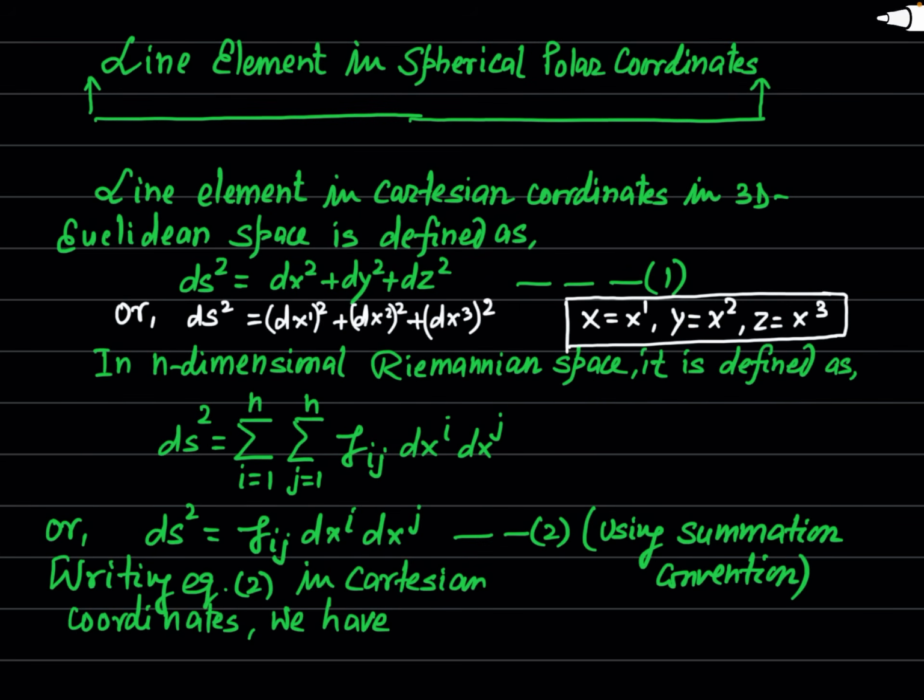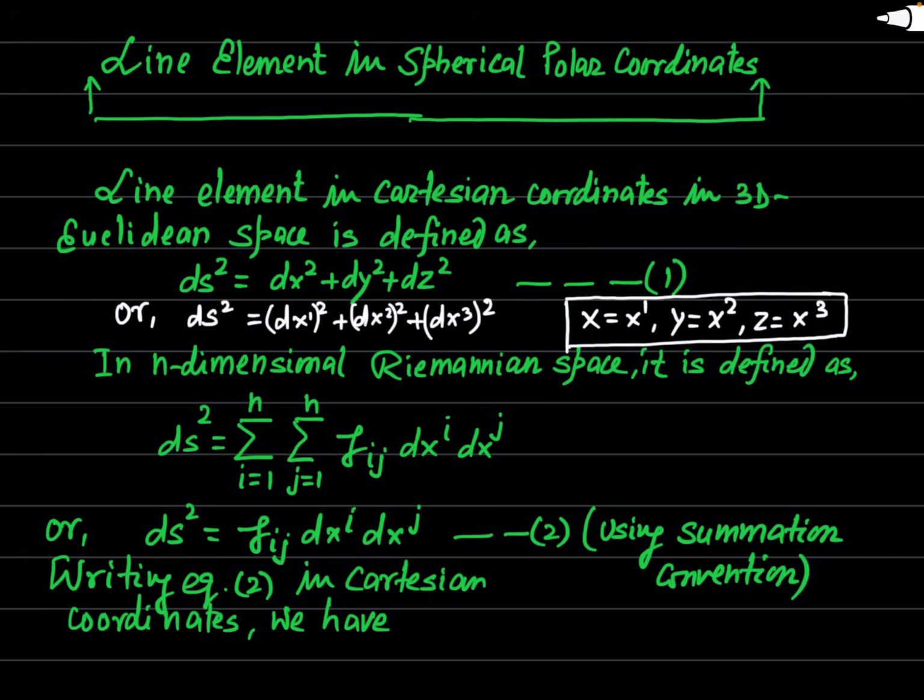In the previous few lectures, we have discussed the line element and the metric tensor. And we have seen that our discussions were limited particularly to the Cartesian coordinates and the n-dimensional Riemannian space. Now, in the forthcoming lecture and in the present lecture, we are going to discuss the same thing but in a particular coordinate system, or you can say the orthogonal curvilinear coordinate system.